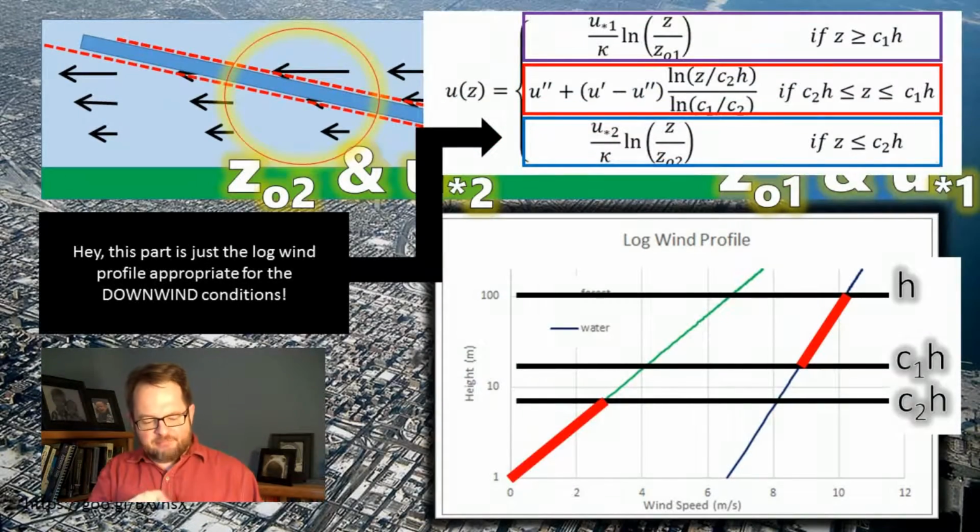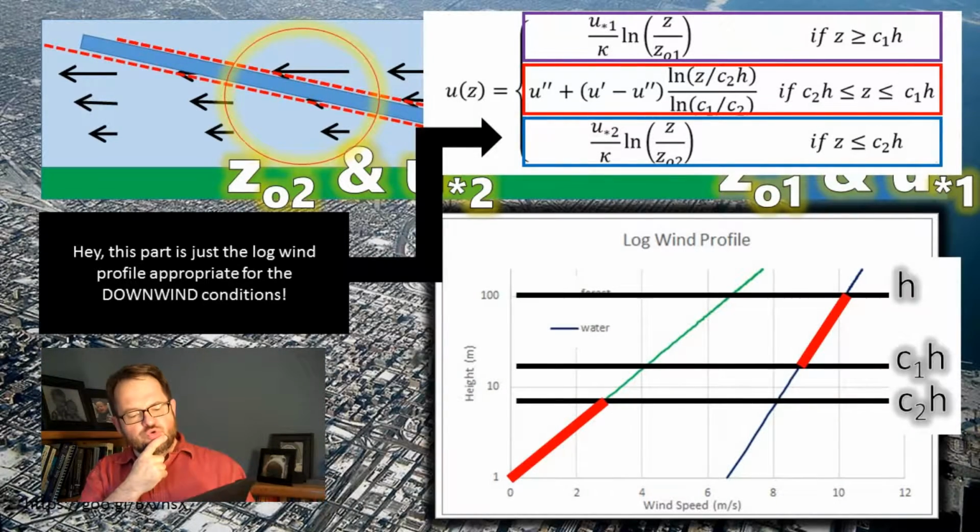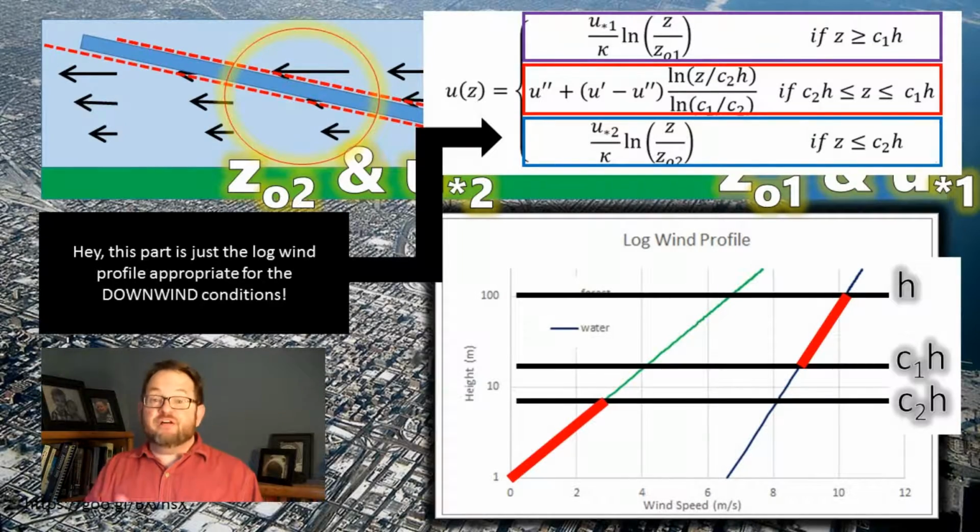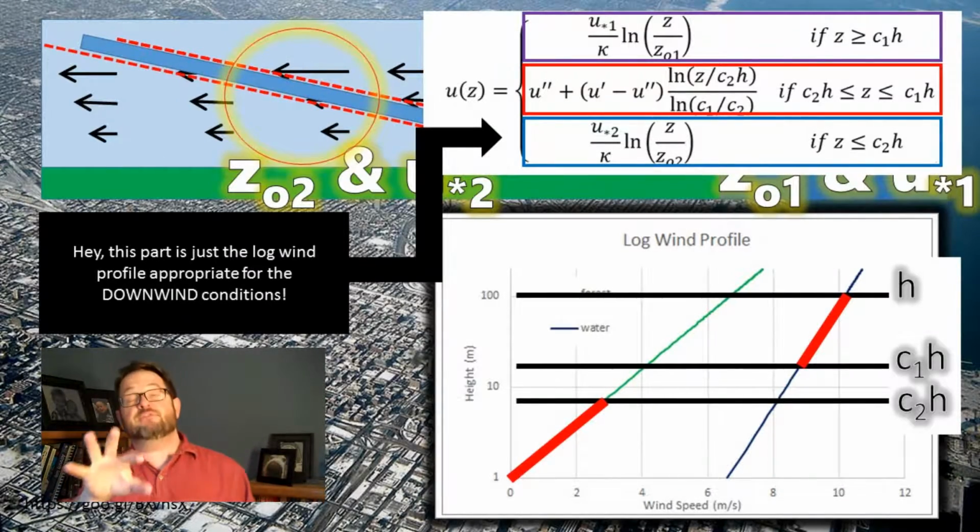All right, let's look at that bottom part there. U star 2 over kappa log of z over z naught 2. Hey, that's just the log wind profile equation, and it's the log wind profile for the downwind conditions, namely over the land or whatever, where U star 2 and z naught 2 are the appropriate values for over the land. And that is done for the heights below the lowest 9% of the internal boundary layer. So I've actually just marked those in red there. That's literally just that land profile, but from 9% of the internal boundary layer down.